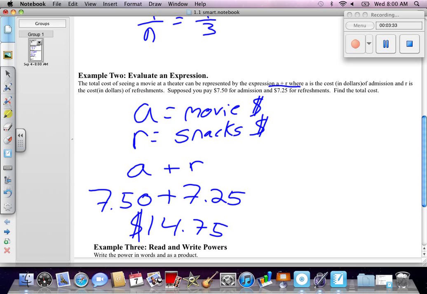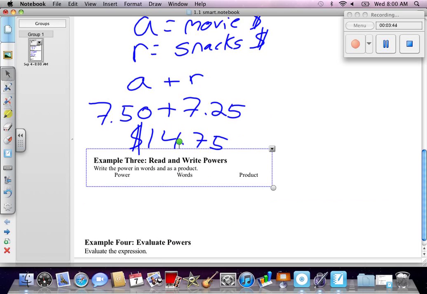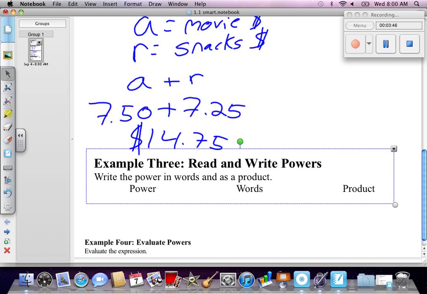Okay. No problem. I'm going to move it up a little bit, but I'm not going to make it disappear. All right. What we are going to do next is look at the power that's given. We're going to write it out in words, and then we're going to write the answer. That's what the product is. Okay. So I'm going to move this up now.